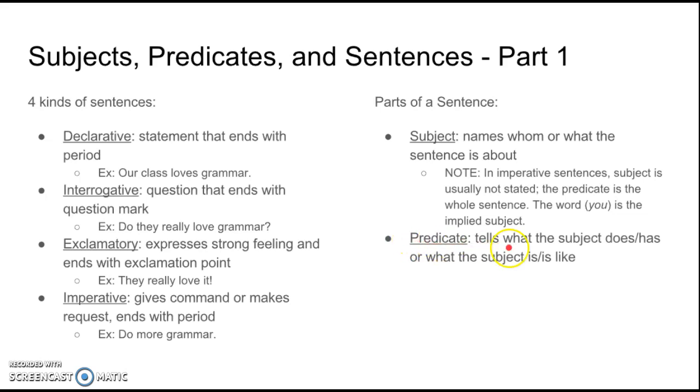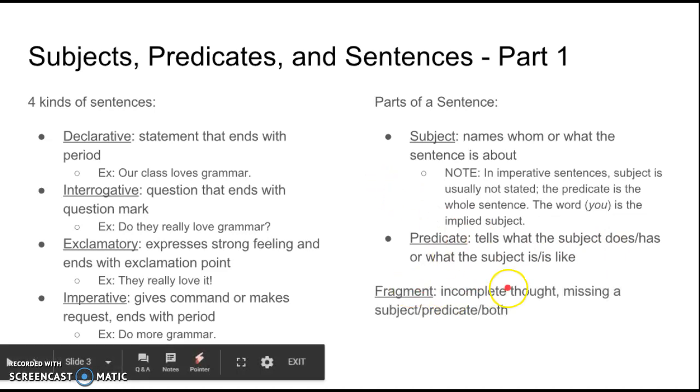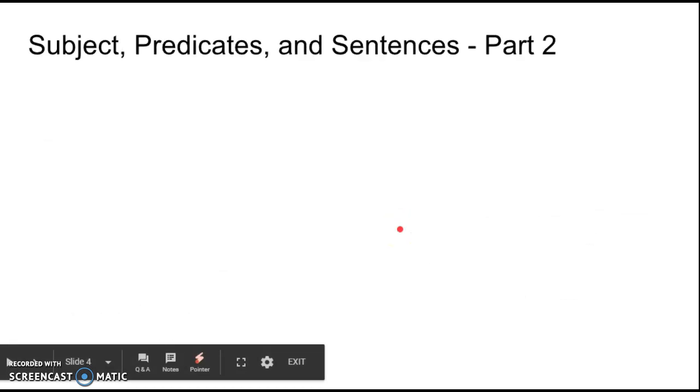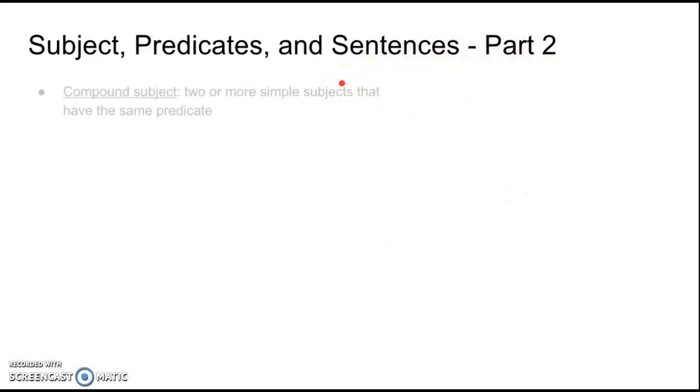The predicate tells what the subject does or has or what the subject is or is like. A fragment is an incomplete thought missing a subject, a predicate, or both. And part 2, you don't need to write part 2. It's just for my own personal organization.